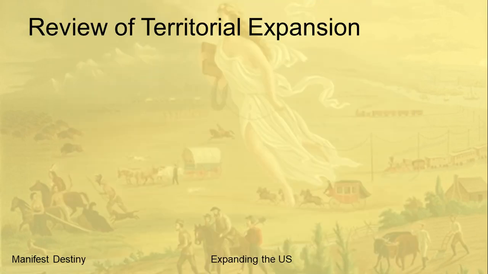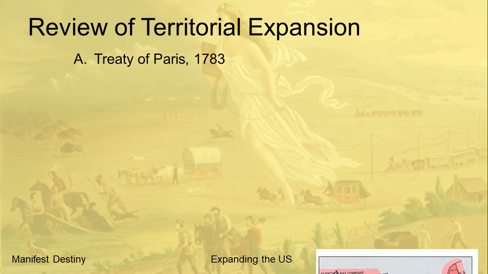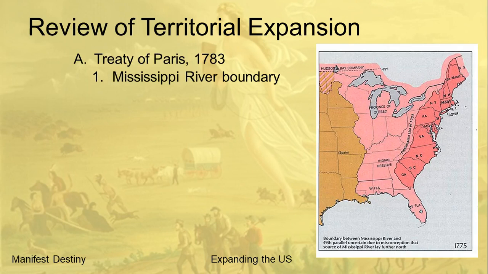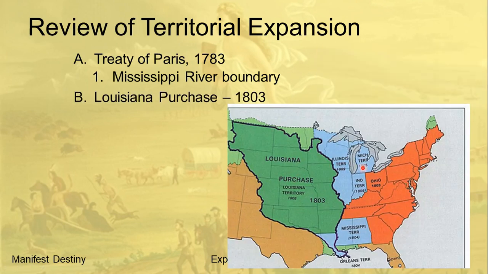Okay. Well, let's start off with a review of our territorial expansion. If you remember, at the end of the American Revolution, the United States had all the territory up to the Mississippi River. We actually did not have Florida. This is a little bit different map. We had all the territory up to the Mississippi River. Well, that changed in 1803 when we got the Louisiana Purchase and added the middle half of the United States. So this was the United States.